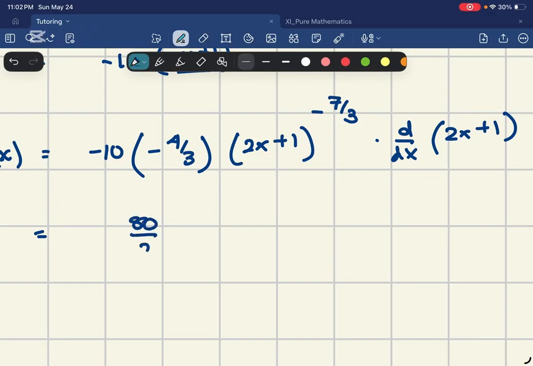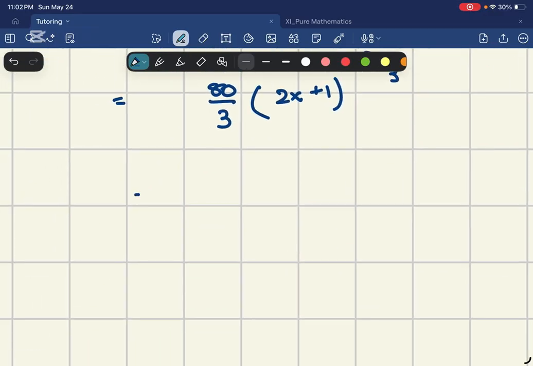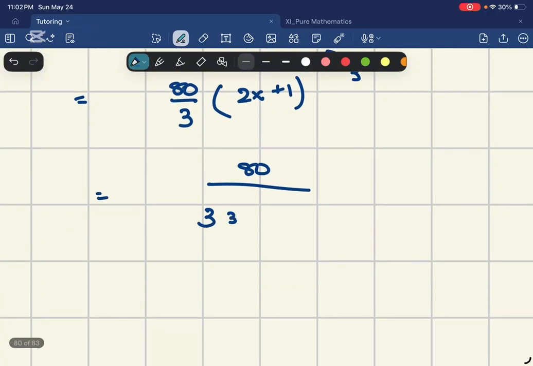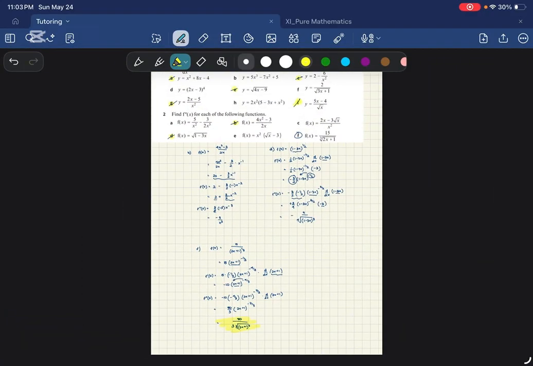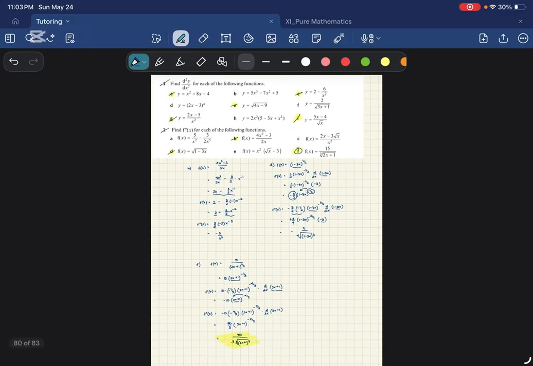And eventually, when you simplify everything, I'm going to leave the simplification to you, you're going to get 80 over 3, 2x plus 1 to the power negative 7 over 3. And I can write this as 80 over 3 times the cube root of 2x plus 1 to the power 7. So I'll leave the simplification for you to think about how to simplify this on your own. But this is going to be your expression. Alright, so we're done with question 2.